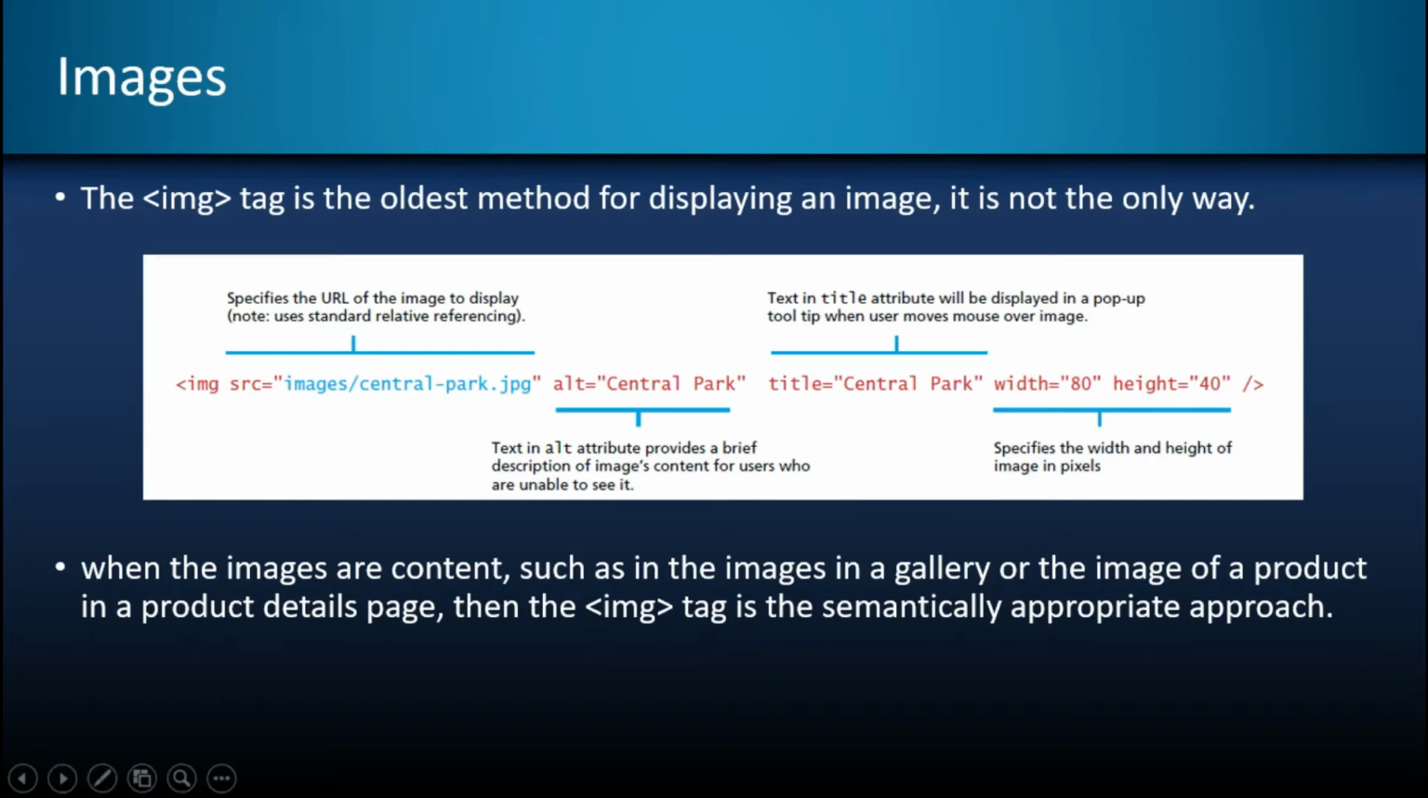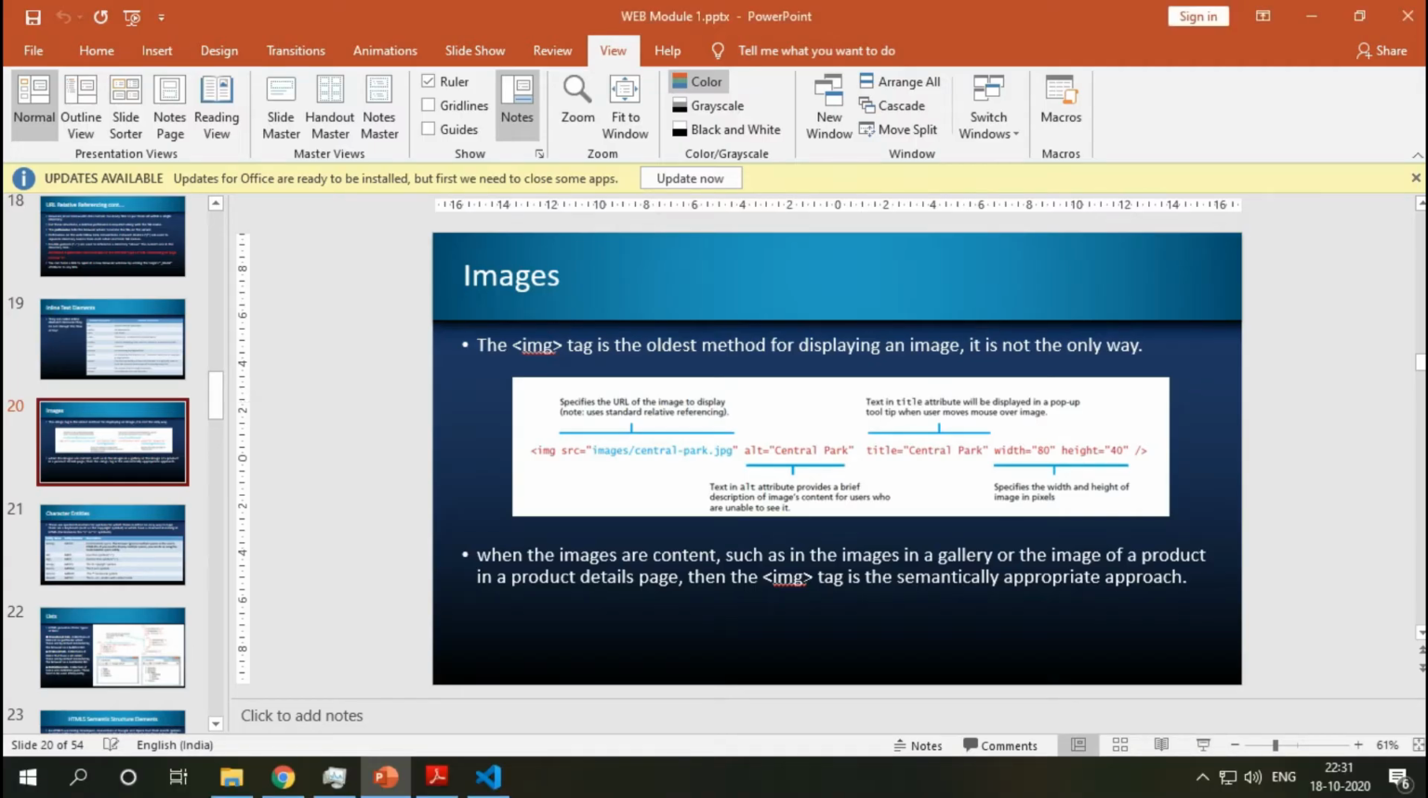Then the title that you are giving, for that image the title is Central Park. The text in a title attribute will be displayed in a pop-up tooltip when the user's mouse moves over the image. Let me show you, but before that we'll see width and height. Width is the width of the image that should be displayed on the document, and likewise the height of the image. Whatever the image pixels are, it will be resized to this width. Let me show you the example here.